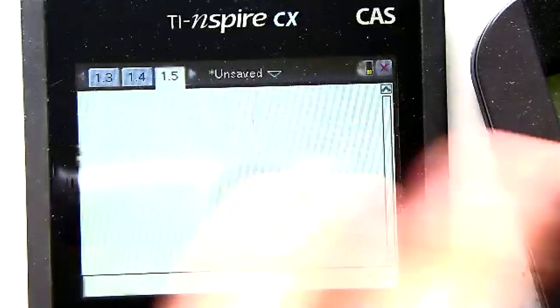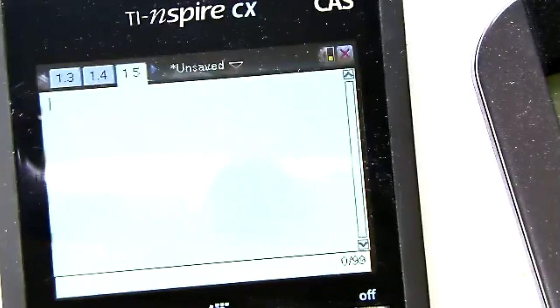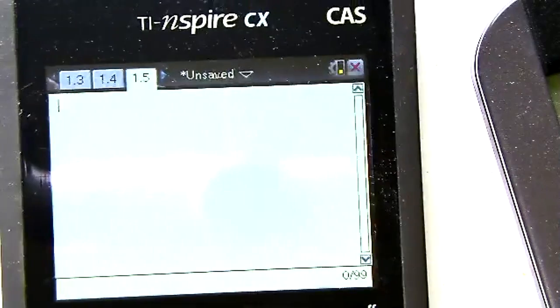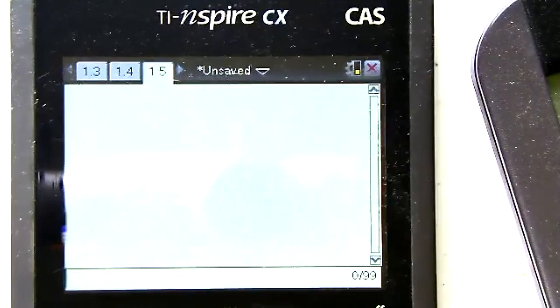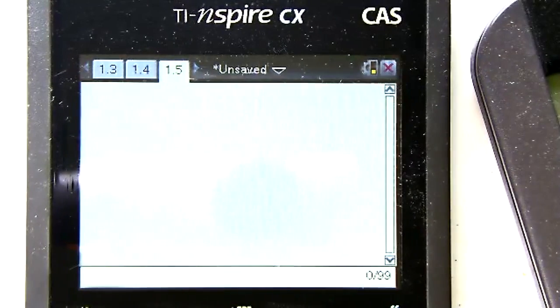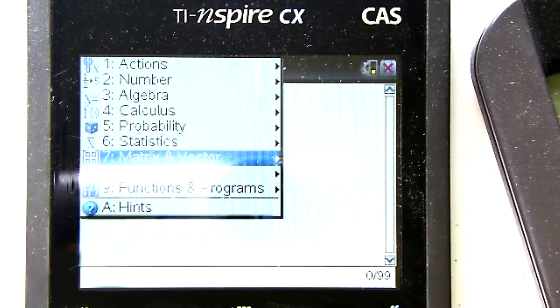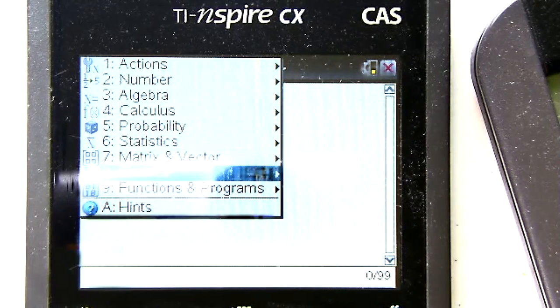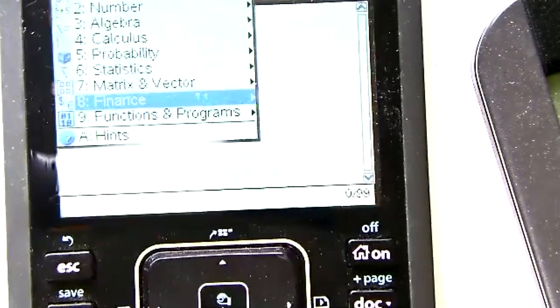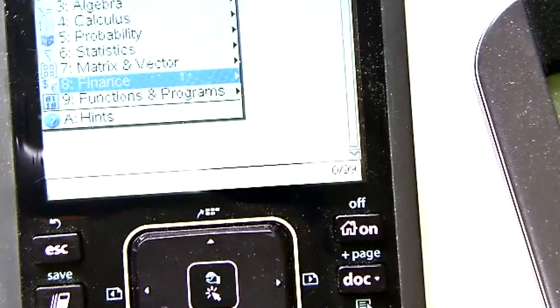Oh, my calculator screen's a little dusty. Hold on. There we go. Get that out of there. So on the nSpire, for those of you who have one, know that the menu button has a lot of the menus that we're going to be looking at. Oh, there's some nasty glare on my calculator, but if you go down to the very bottom, you can see choice number 8 says finance, and that happens to be right where the glare is. Let me move my calculator up so you can see it. So there you go. That's where we're going.